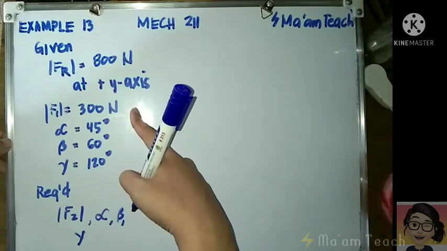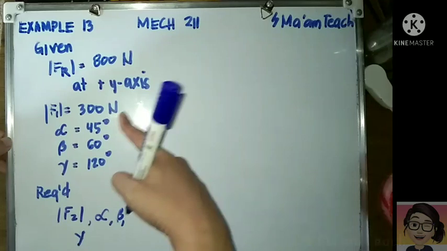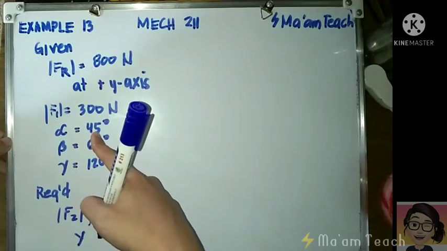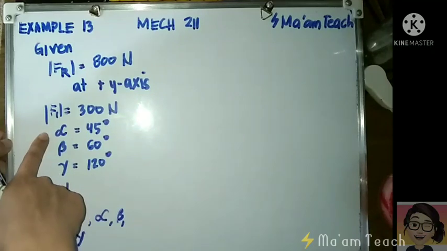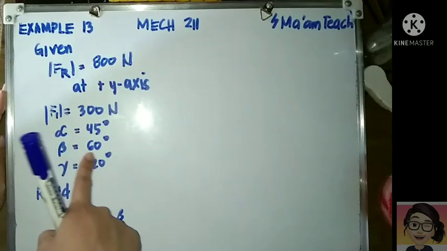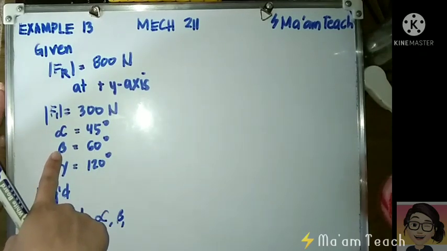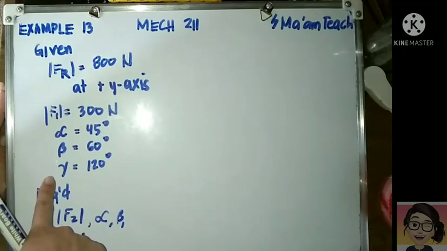as well as the coordinate angles of your F sub 1. As you can see, the 45 degrees here is measured from the x-axis, so this is our alpha. The 60 degrees is measured from the y-axis, so that's our beta. And the 120 degrees is measured from the z-axis, so that's our gamma.